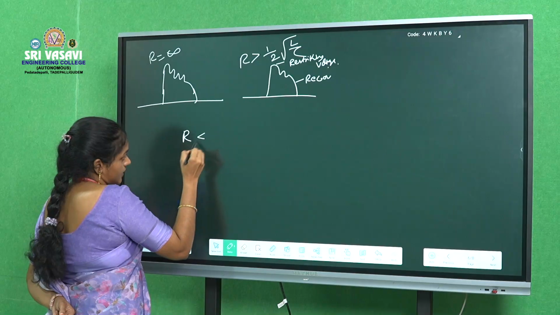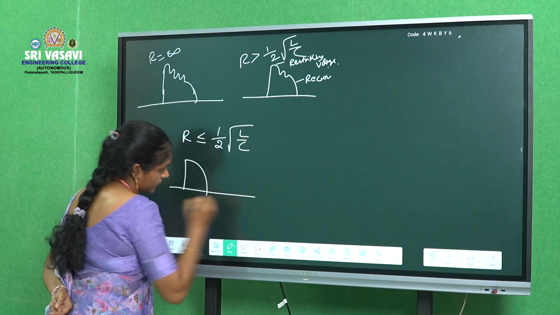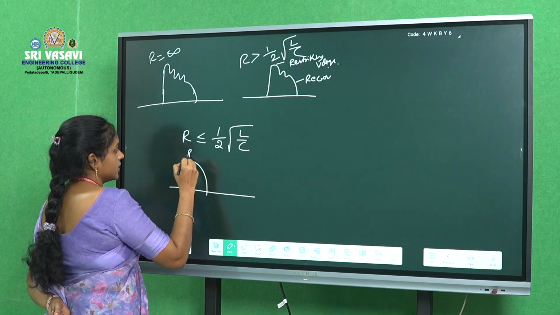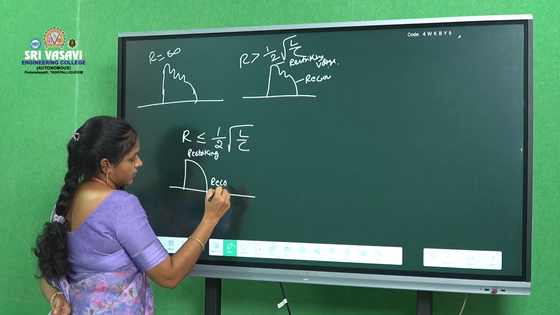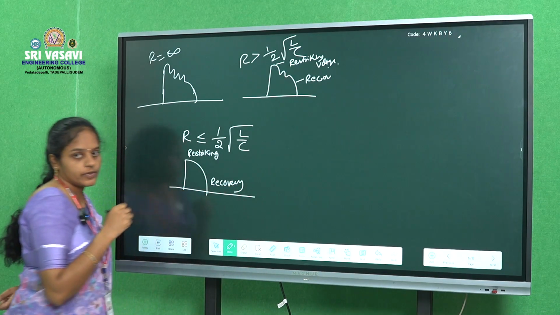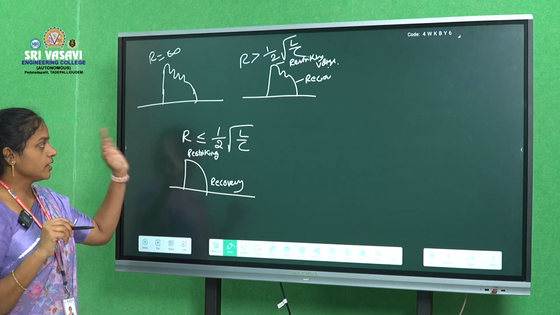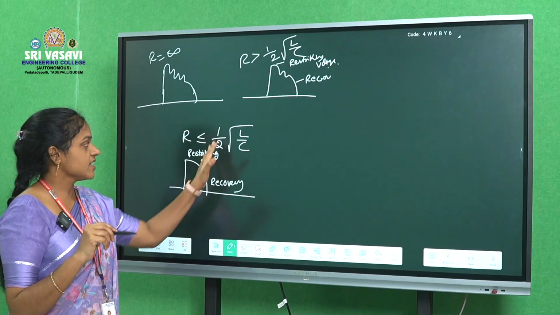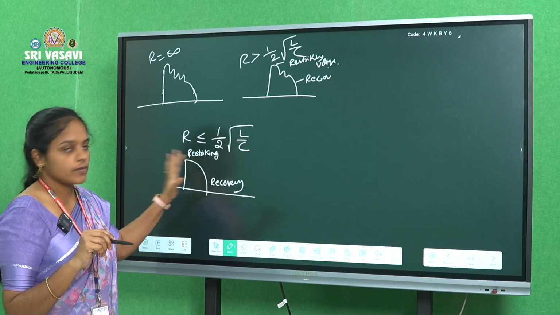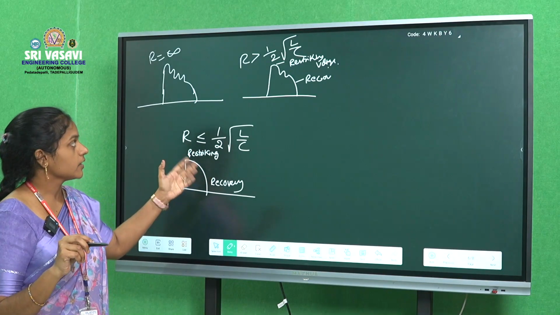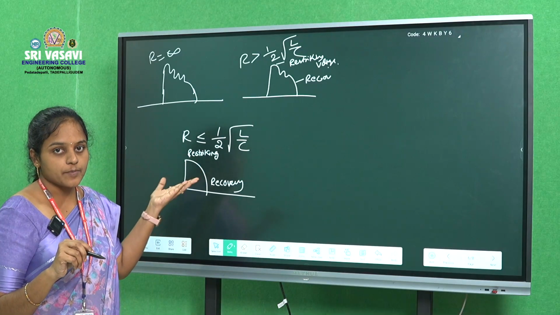If R is less than or equal to 1 by 2 root L by C, the waveform will look like this. So there are no transient oscillations. This is the restriking voltage and this is the recovery voltage. The waveform will be smooth. So in resistance switching, R should be placed with a value less than or equal to 1 by 2 root L by C, then only the arc will not form again. If R is greater than 1 by 2 root L by C, the arc will remain formed.